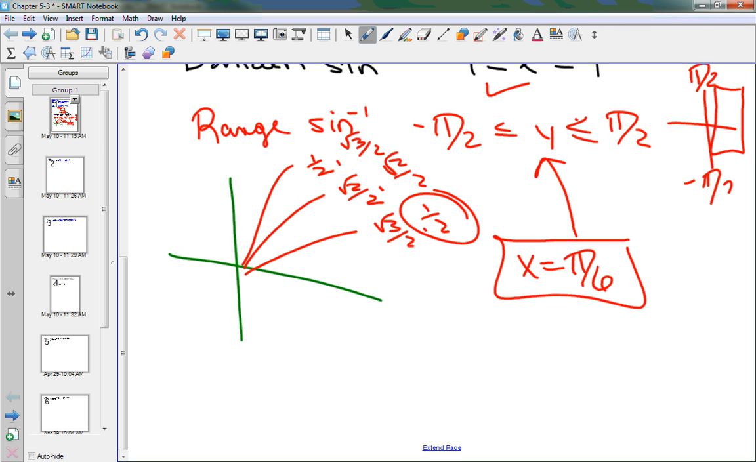Okay? Now, why is the book contradictory on this? Because the book will say give me all the angles between 0 and 2 pi that have a sine of 1/2. It does not use the arc sine values. So therefore it jacks with your head. You get what I'm saying?